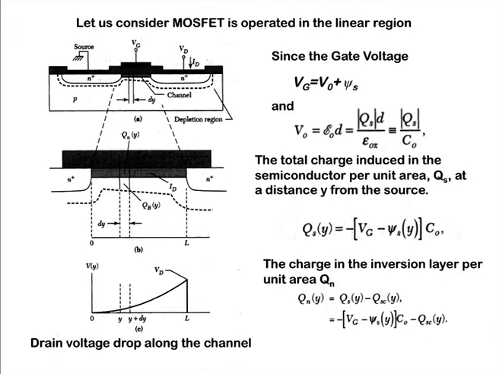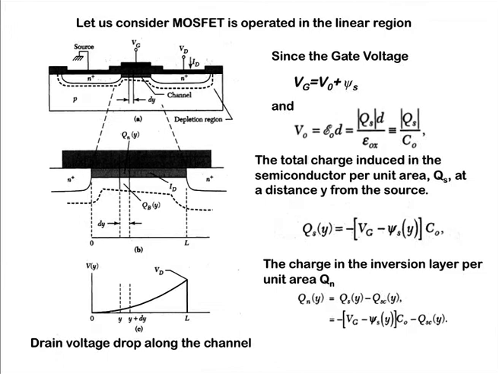Because in the strong inversion case the depletion region has already reached its maximum position, by using this equation we can calculate the charge in the depletion region, equal to minus q Na Wm, where the maximum depletion width we have already derived can be substituted. By using this we can calculate the charge in the inversion layer per unit area, Qn, at the y position. Now we want to calculate the conductivity of the channel.